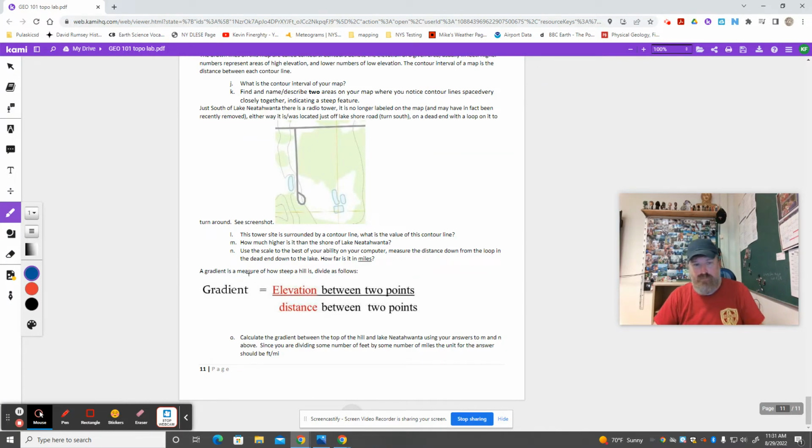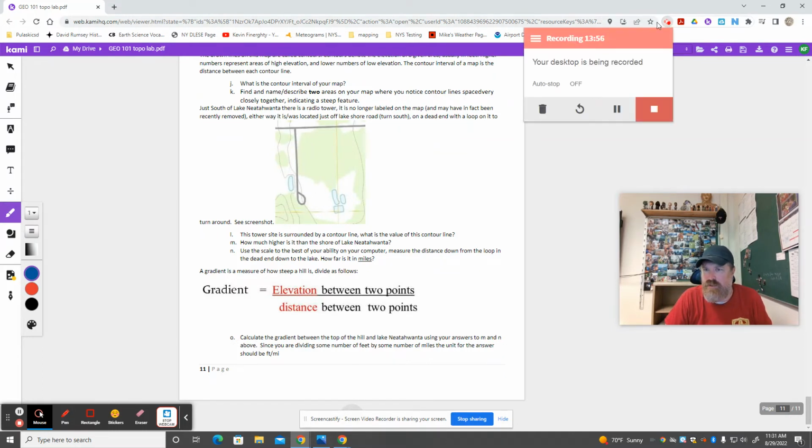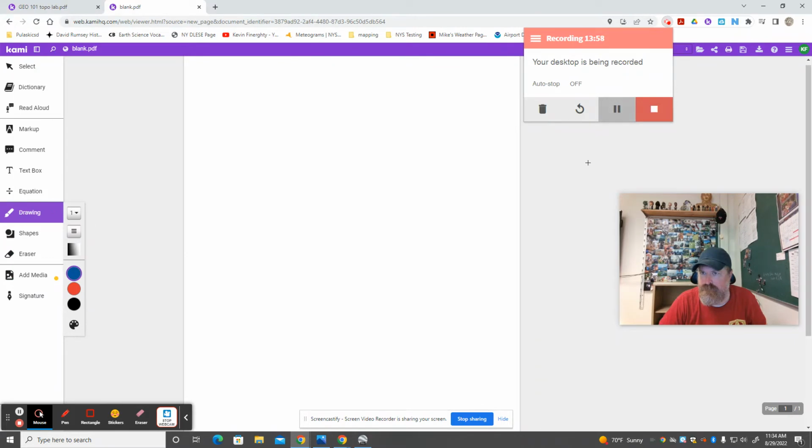Now, I think hopefully it's explained well enough here that you can figure it out. Gradient is really a measure of how steep a hill is. And you're going to do it for, in fact, let me hit pause and open something up. I'll show you an example of it so that it's obvious. All right, so let's do it.